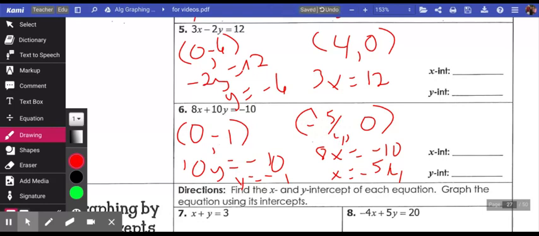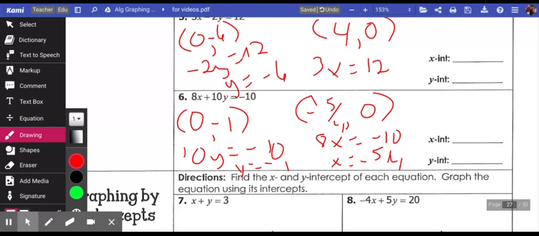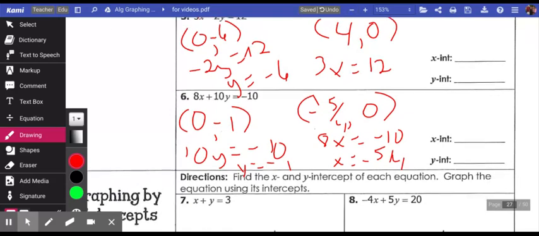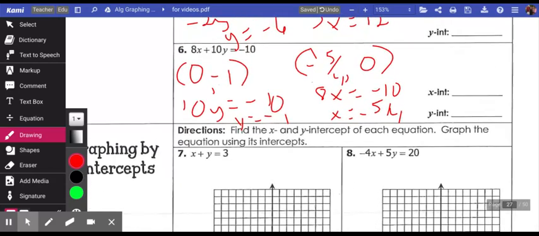So when you go to graph these equations, you'll graph these points, and those are your x and y intercepts. And then you just draw a line through them. And you can also figure out the slope between them and draw more dots, but you don't have to. So this is another way to graph a line.